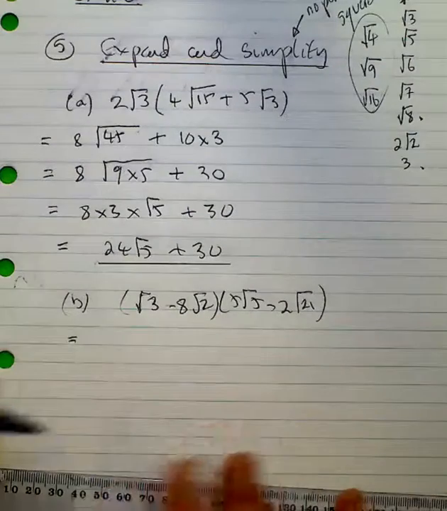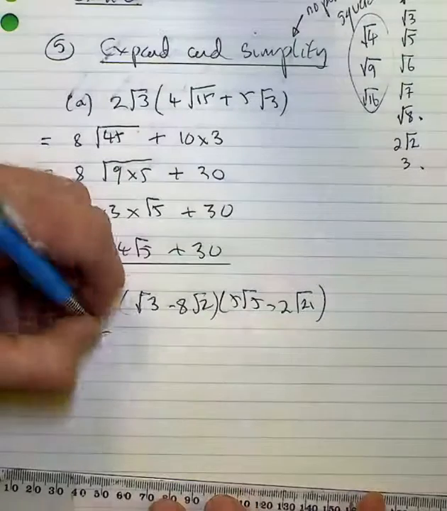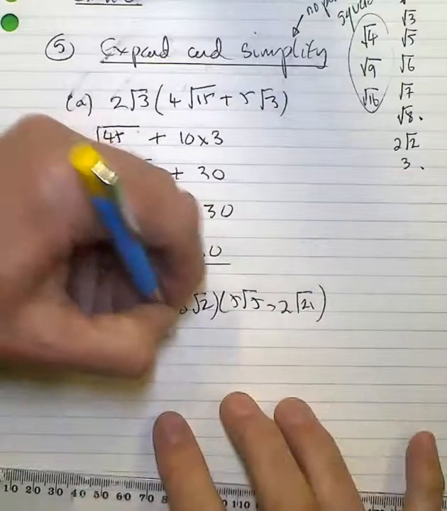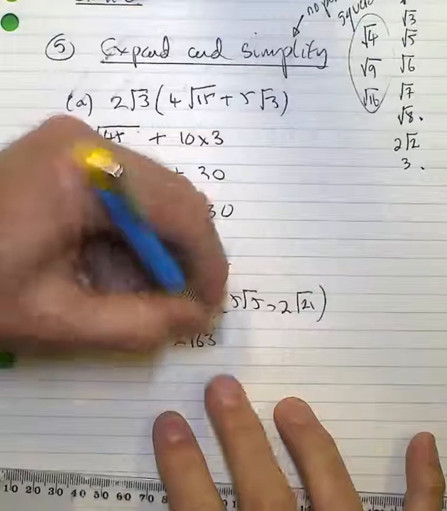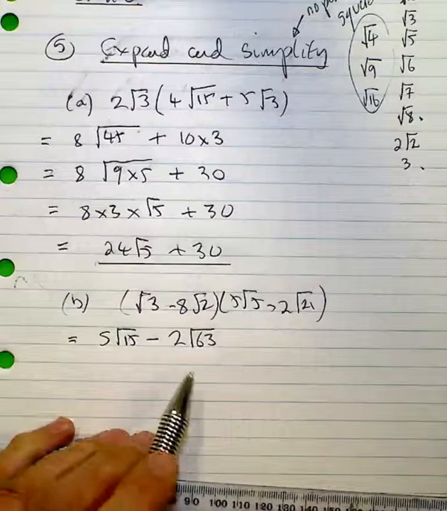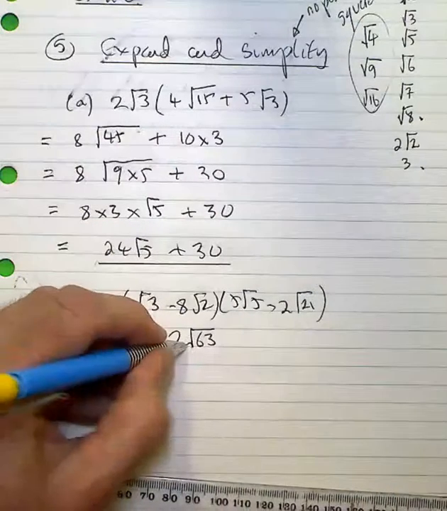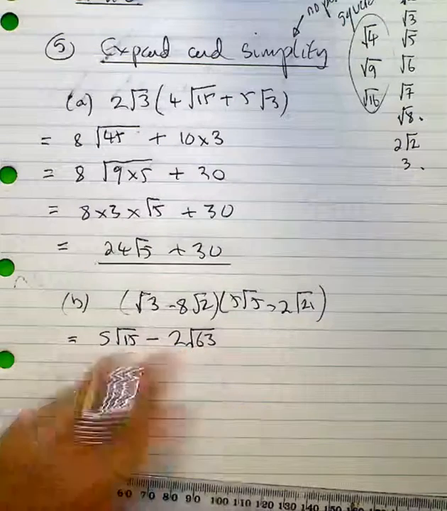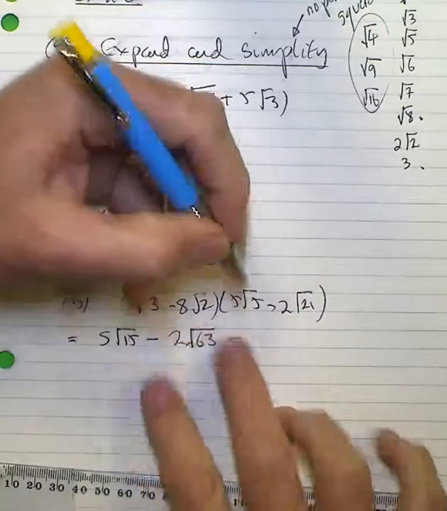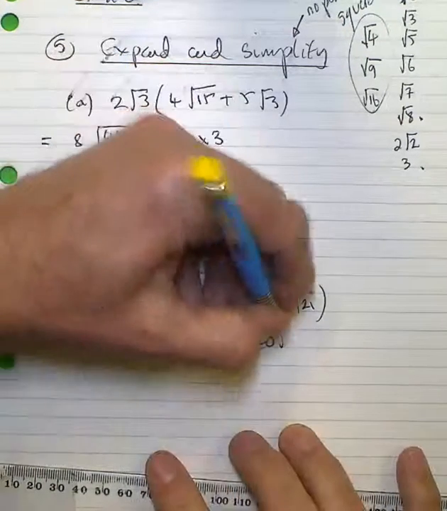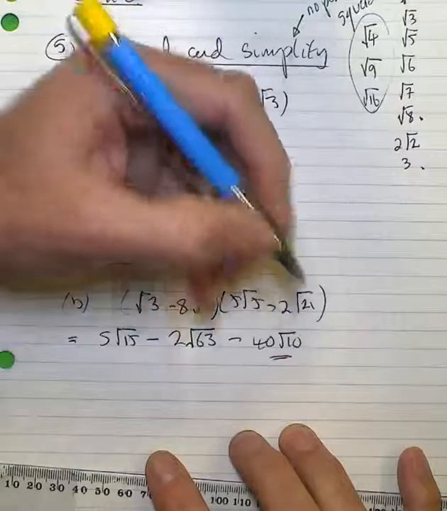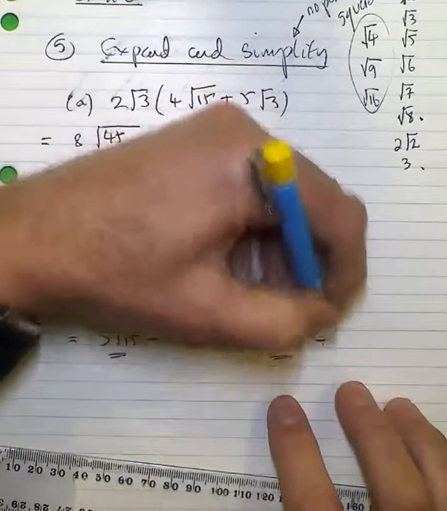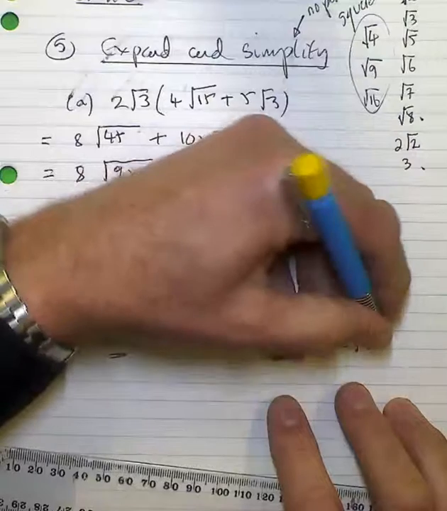Working through B, we'll multiply that throughout in turn. So 5 root 15 minus 2 root 63. Now once your surds start getting a little bit big, we'll have to start being a little bit suspicious about particular numbers. I'll have a 9 in there, but I'll come back to that in a minute. And that's 40 root 10. That will remain as it is, as will the root 15. And then that's plus 16 root 42.